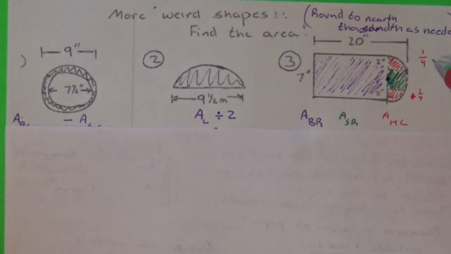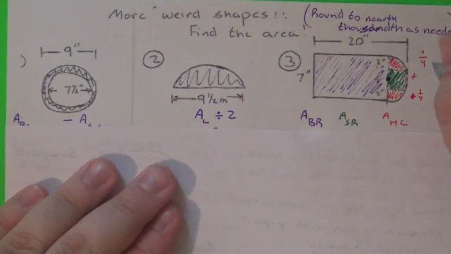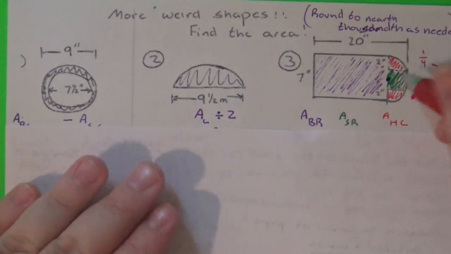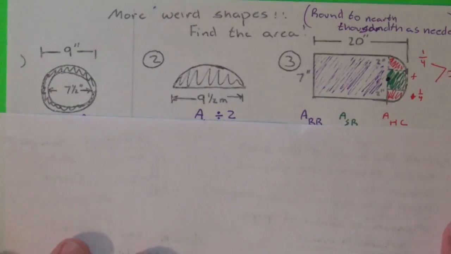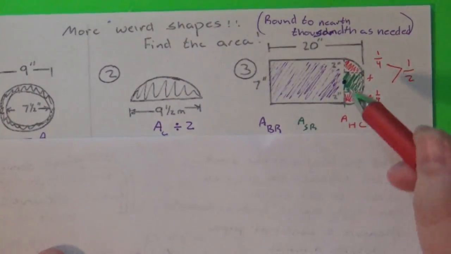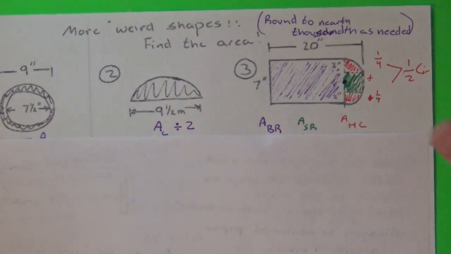And here's the thing, if I combine these 2 together, this quarter circle plus this quarter circle, 1/4 plus 1/4, when I add them together, I get 1/2. So together, these two shapes make a half a circle.